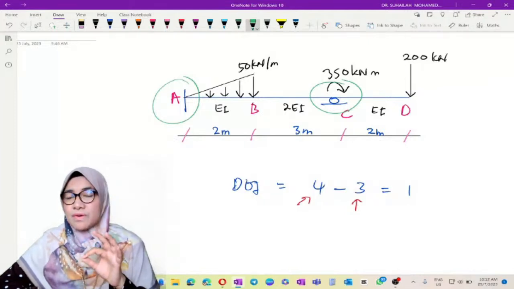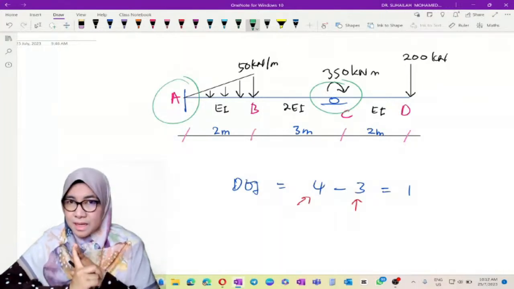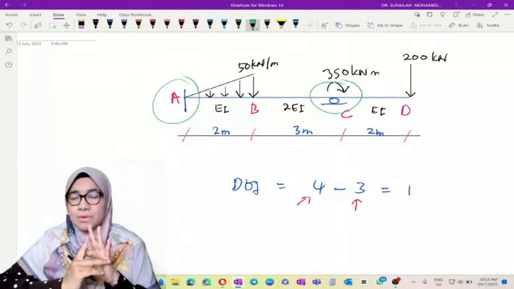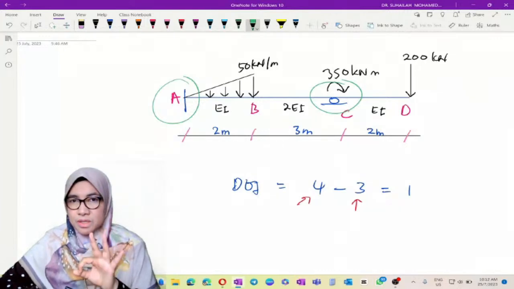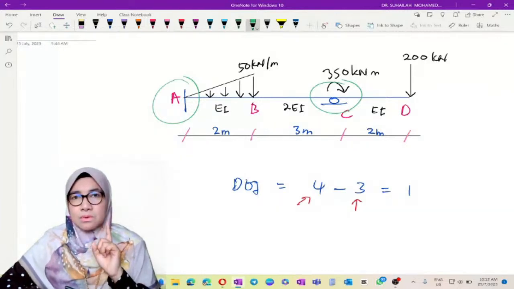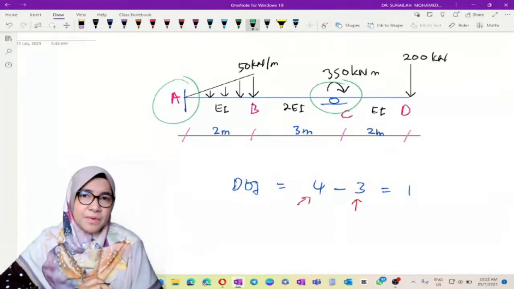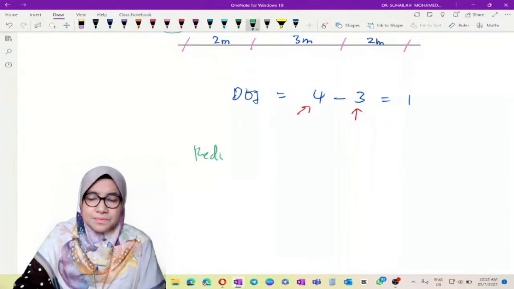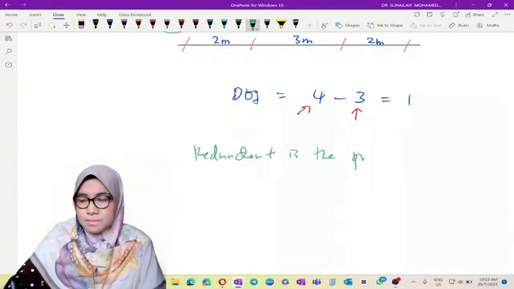Once the redundant is calculated, we can solve the remaining 3 unknown reactions using equilibrium equations. So we have to find a way to solve the problem. The problem is the redundant. How to solve the redundant?